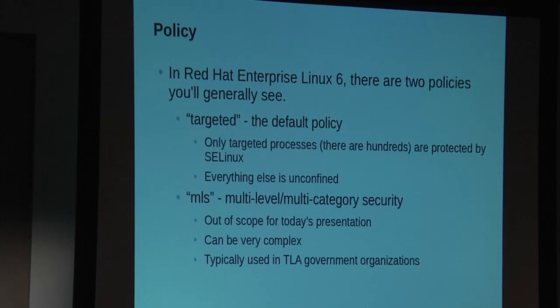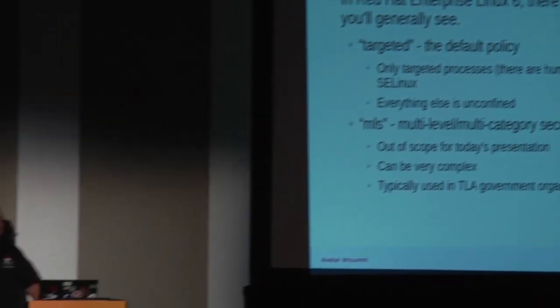That sounds a little weird. Wait, what? Everything else is unconfined? We've got hundreds and hundreds of policies for processes and daemons running on Red Hat Enterprise Linux 6. So that sounds a little scary, but it's actually not. There's policy for everything from system services all the way through Thunderbird and Firefox, both of which have SELinux policies.